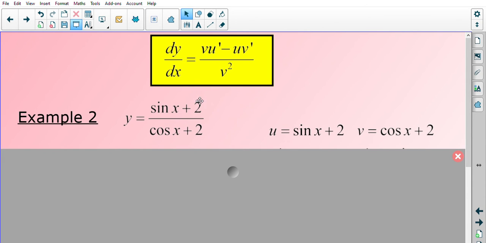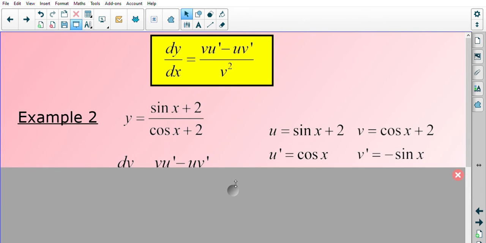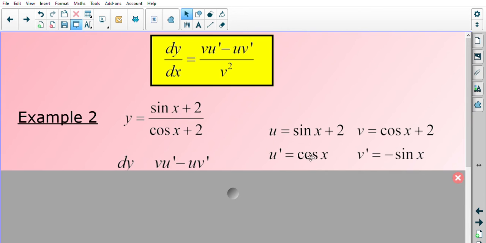So my u is going to be sin x plus 2, the numerator, and v is going to be cos x plus 2, which is the denominator. In order to use the rule, I'm going to have to differentiate. So the differential of u is u prime. If I differentiate this, the 2 disappears, so sin differentiates to cos x. If I differentiate v, cos x plus 2, that's going to give me negative sin x. Cos x differentiates to negative sin x. We should remember that from higher level.